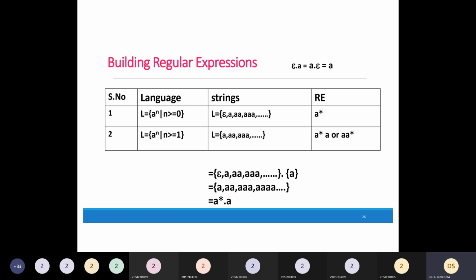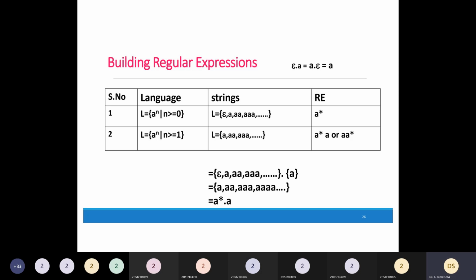From this you can recognize the regular expression. We have three different operators in a regular expression. The first one is the union operator, that is, plus is used to represent the union operation. The second one is the dot operator for concatenation. And the third one is the star operator, the star operator for closure. Closure means zero or more occurrences of the particular input symbol over the alphabet.